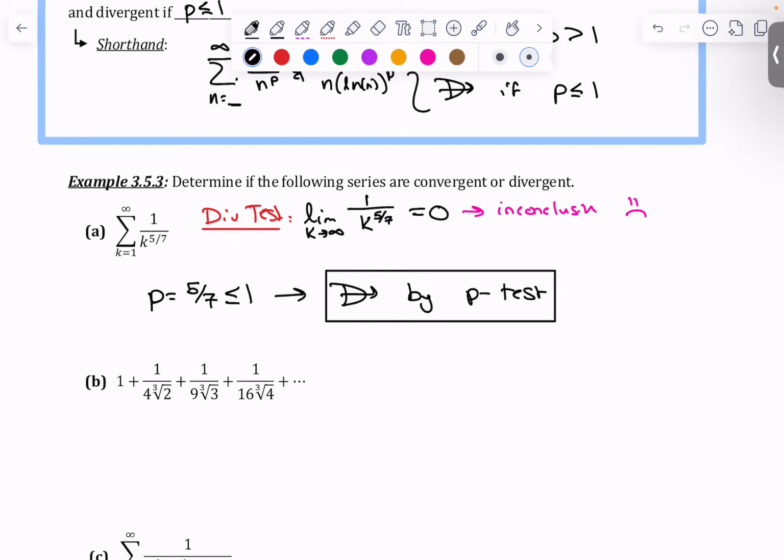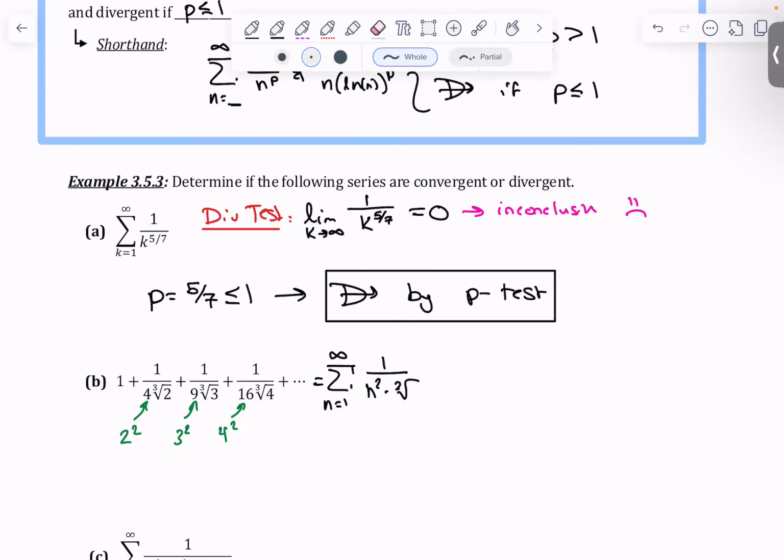All right, the next one. 1 over 1 plus 1 over 4 times the cube root of 2 plus 1 over 9 times the cube root of 3 plus blah, blah, blah. Well, notice that that's 2 squared, that's 3 squared, and that's 4 squared. So this is actually equal to the series from n equals 1 to infinity of 1 over n squared times the third root of n.